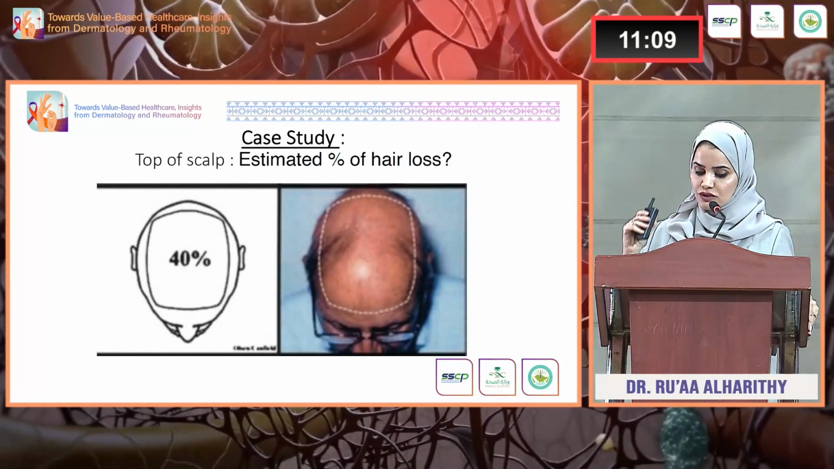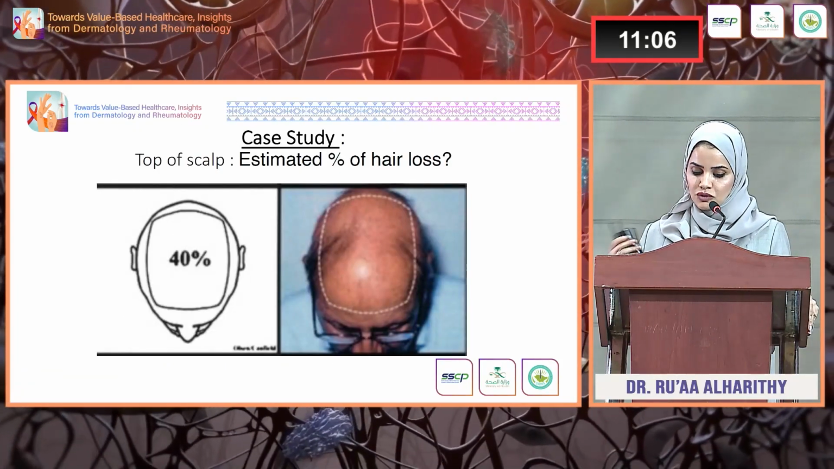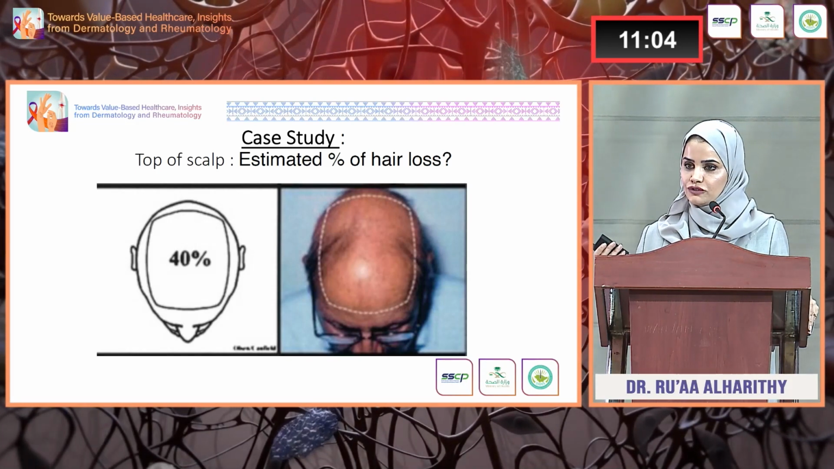If you apply that to the top of the scalp, what do you think is the estimated percentage of hair loss here?